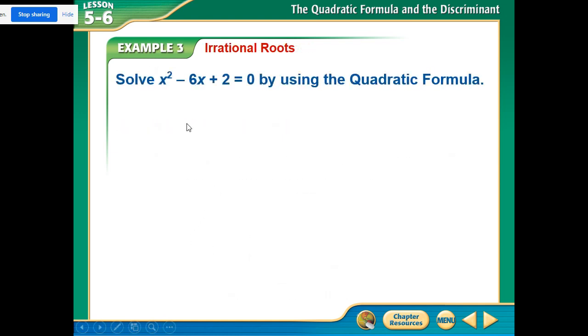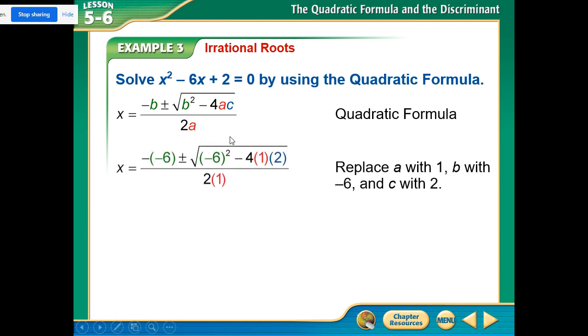All right, trying another one. 1, -6, and 2. A little bit easier numbers than the last couple. So again, plugging in, we're going to start with this. Let's start with this part here. Focus in on this first. So b squared, -6 squared is going to be 36. -4 times a times c, -4 times 1 times 2, so that's 8. So we're going to have 36 minus 8. 36 minus 8 is 28.